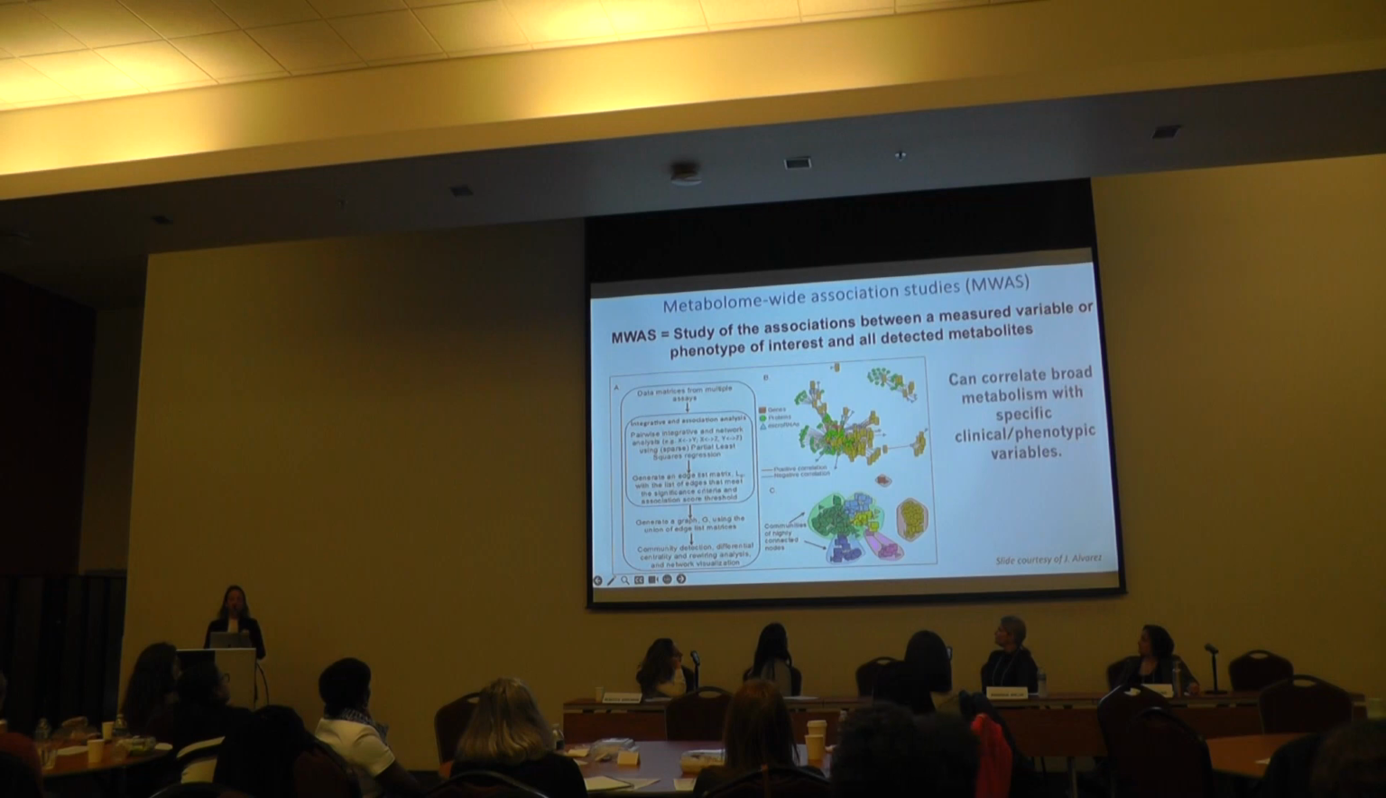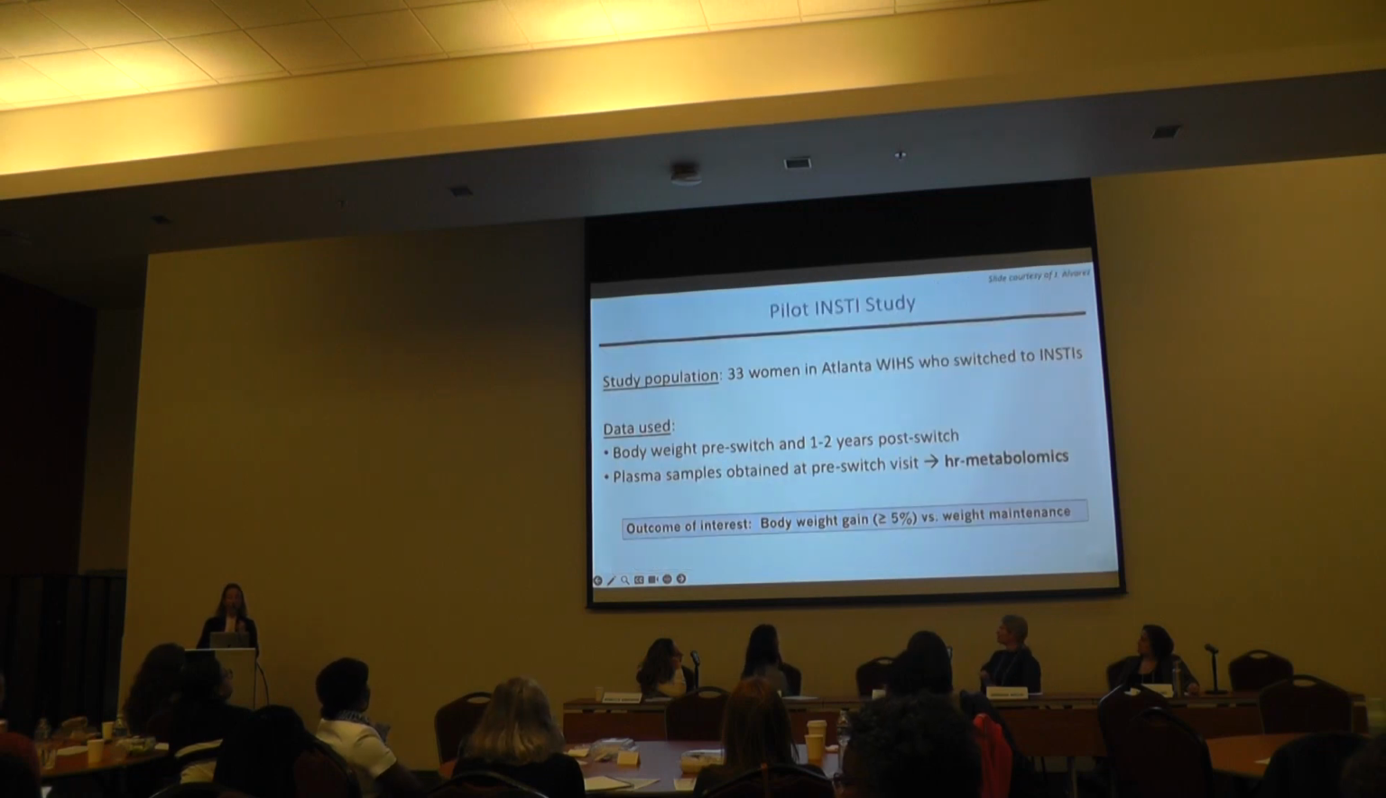And metabolome-wide association studies are the study of the association between a measured variable or a phenotype of interest and all the detected metabolites. So you can get a broad measure of metabolism, and you can look at it based on your phenotype of interest. And for us, our phenotype of interest is weight gainers, like who gains weight. So how can we use this? I'm going to show you an example of how we've used metabolomics to try to understand this mechanism.